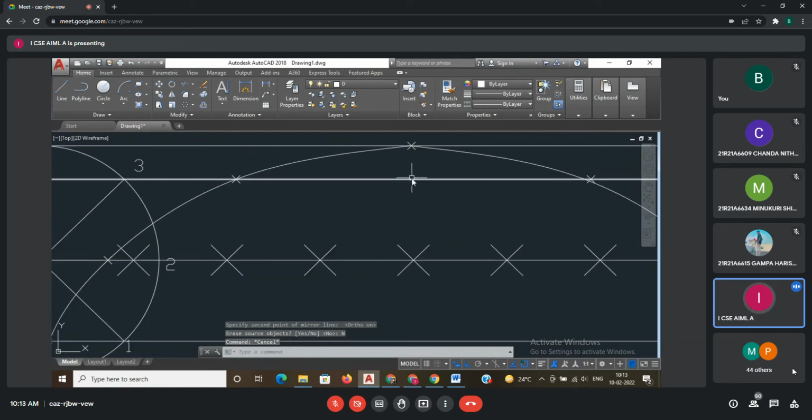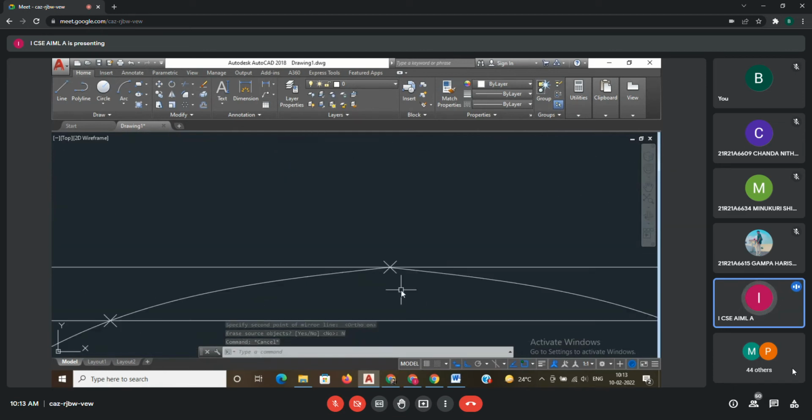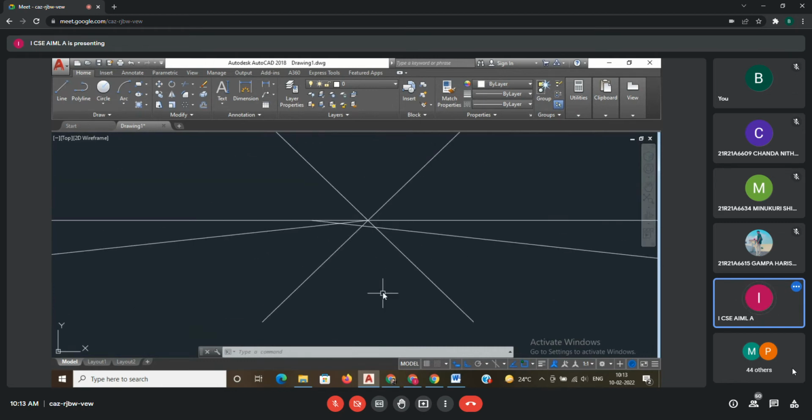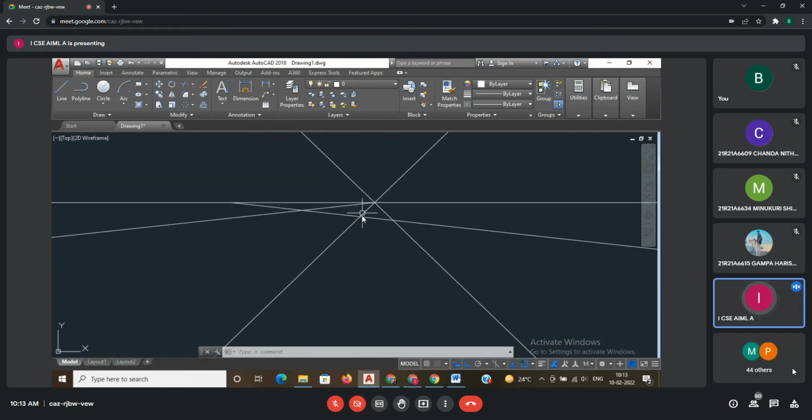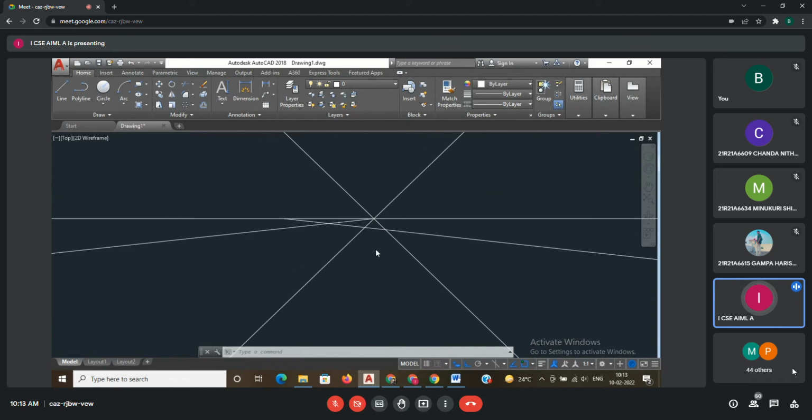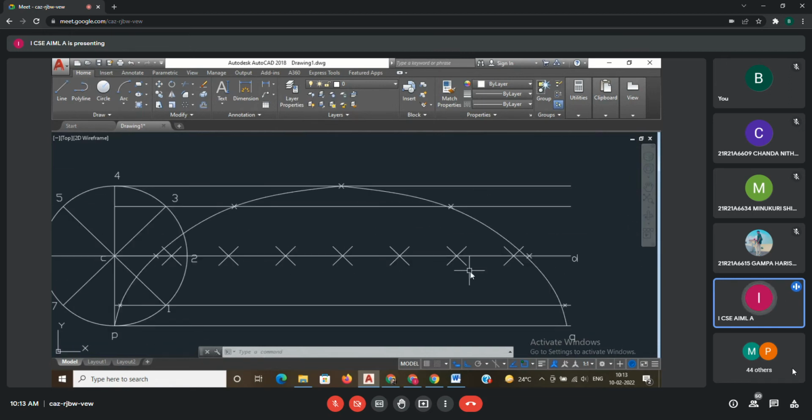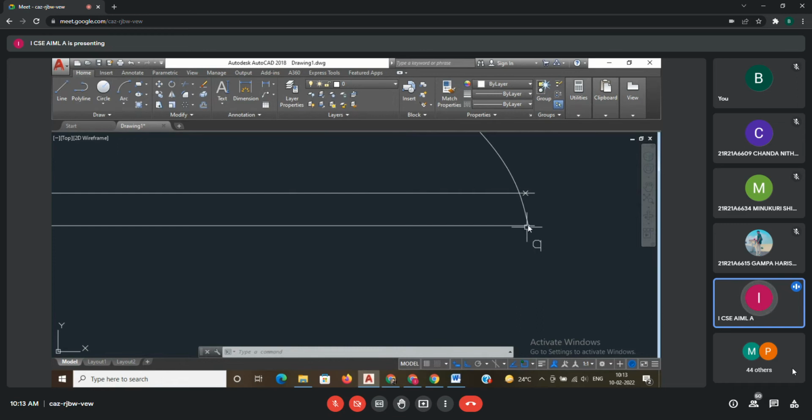Okay. Somewhere we made some mistakes. Maybe this point is not exactly here. See, we did not select the exact point. We selected somewhere here. That's why we got this difference. That's why whenever you are selecting the end points and all, just zoom the screen and do it. Okay.